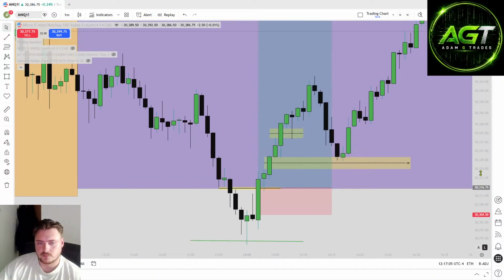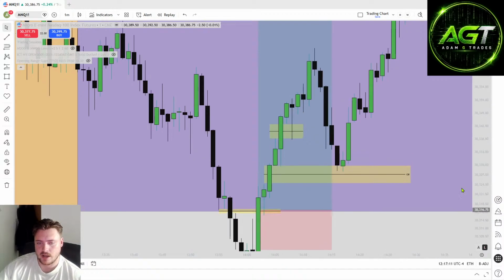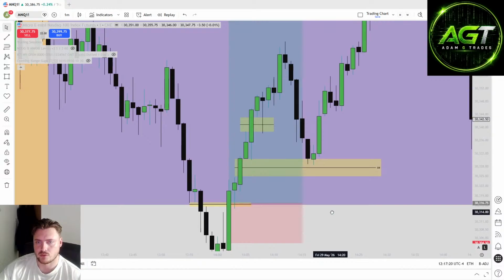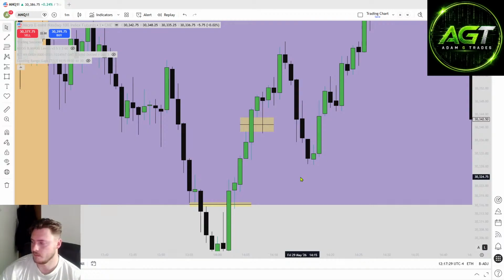So that would be an inverse fair value gap. You expect that to be used as price wants to come back down to it. The same, for example, here. Let's find another one for you. So on here, can you spot an inverse fair value gap?